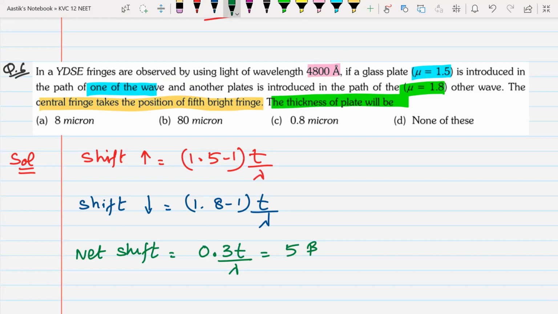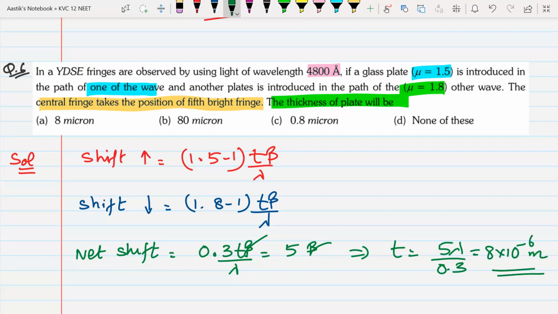5 times beta. Here I forgot to write beta, and that is why I looked confused. So this is 5 times beta, equal to 0.3 T beta by lambda. Beta will get cancelled, and you get the thickness of the plate as 5 lambda by 0.3. Yes or no? Yes, sir. That gives us the answer: 8 into 10 raised to the power minus 6 meters. Yes or no?